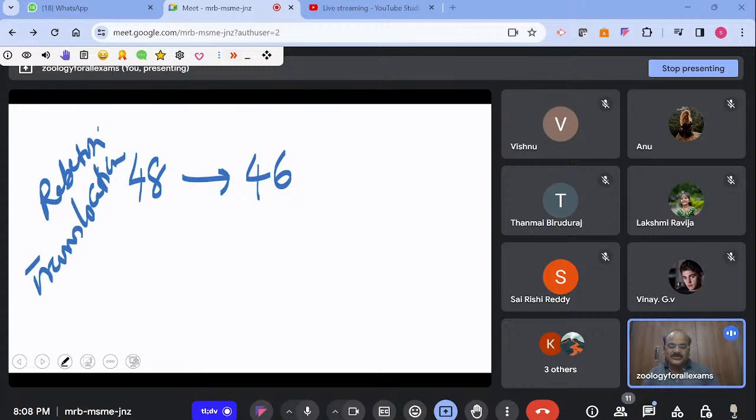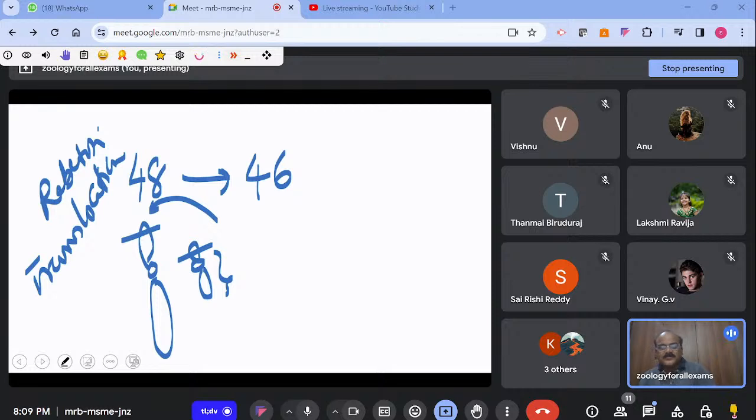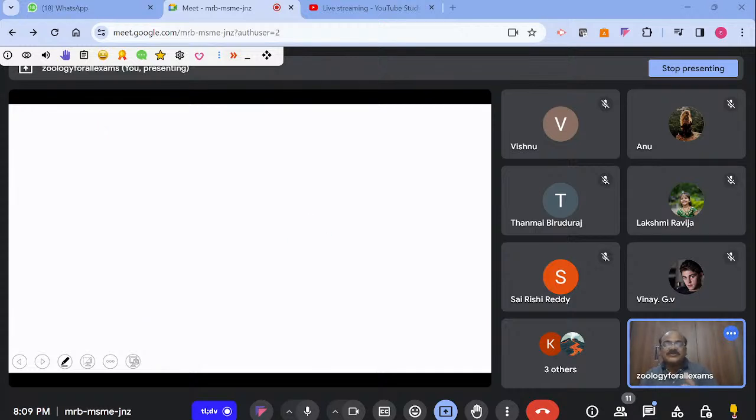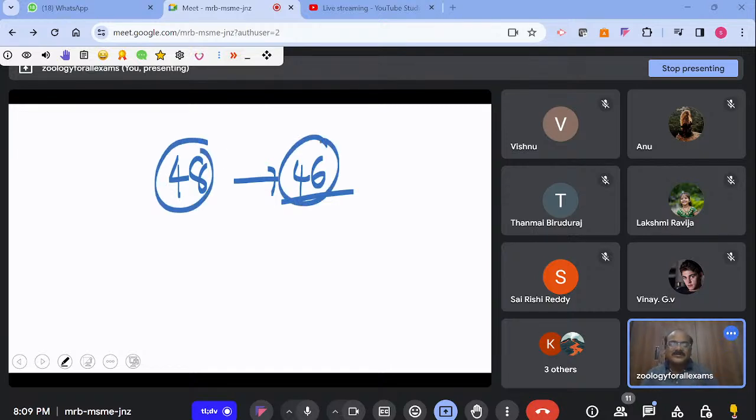In Robertsonian translocation mutation, what happened? Two chromosomes, one gets cut here, and another one, which is also acrocentric, gets cut here, and this one is translocated onto this one. What happens now? In place of two chromosomes, there is only one chromosome. Thus, if such translocations take place, instead of 48, the resulting individual will have 46 chromosomes. After this process, both are present in the same place.